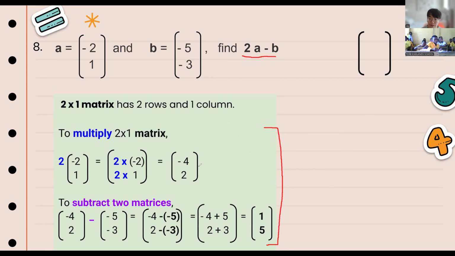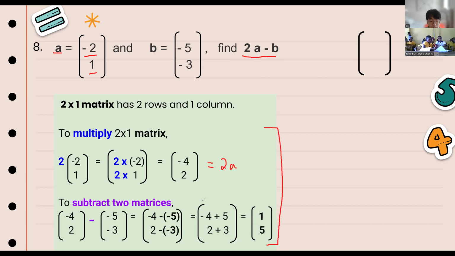Does this make sense to everyone? So we're multiplying this 2 by 1 matrix by 2 for A. Since we're finding 2A, we multiply 2 to both the first component and the second component. So if we multiply 2 on both components, we get negative 4, 2 for 2A.